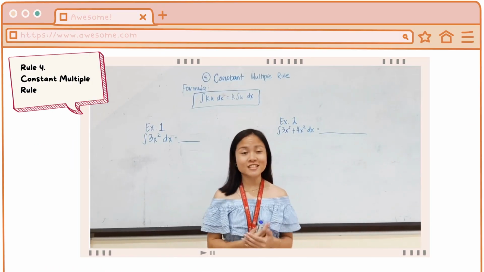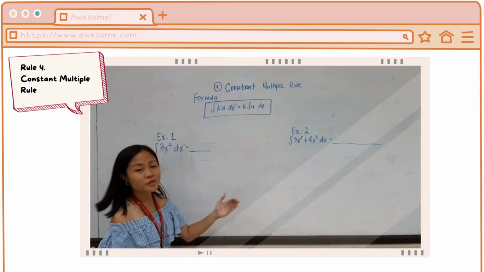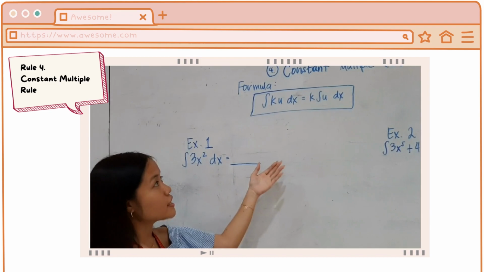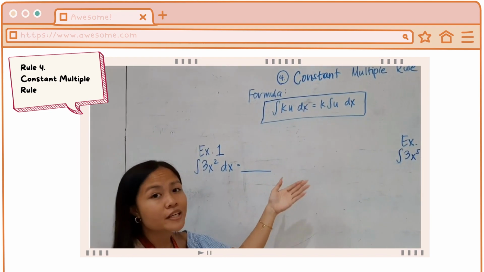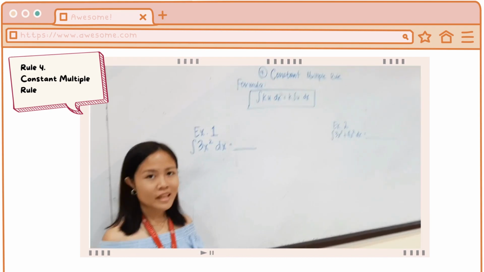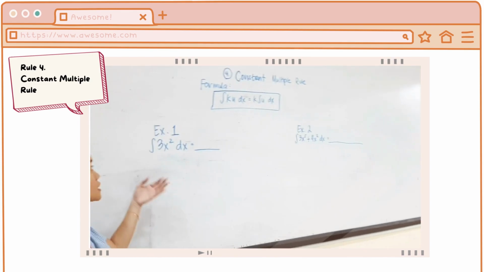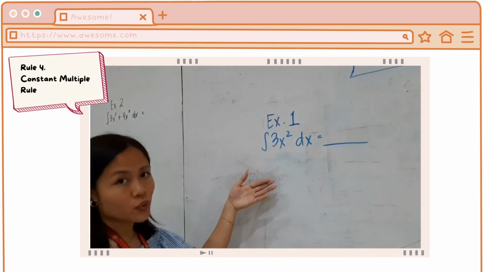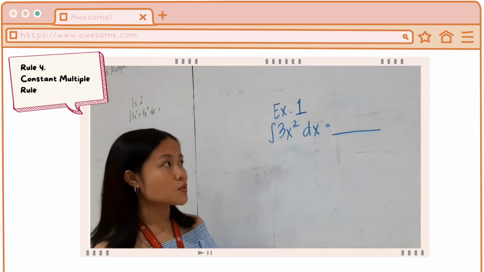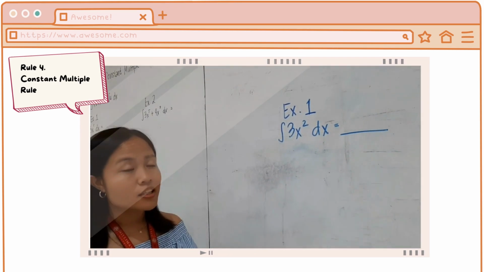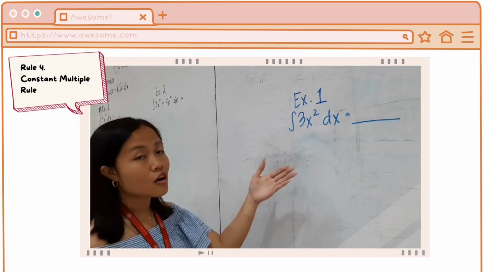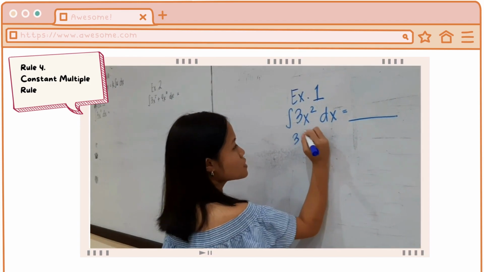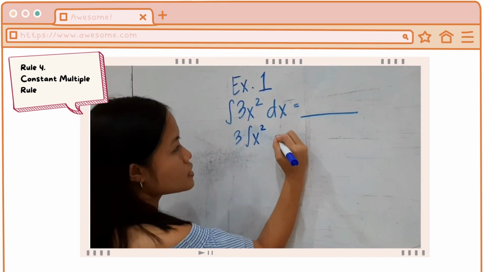The fourth rule is the constant multiple rule. The formula is the integral of ku dx is equal to k multiplied by the integral of u dx. So we have two examples. The first example is the integral of 3x squared dx. The first step we're going to do is isolate 3, the constant, and multiply it to the integral of x squared. So 3 times the integral of x squared dx.